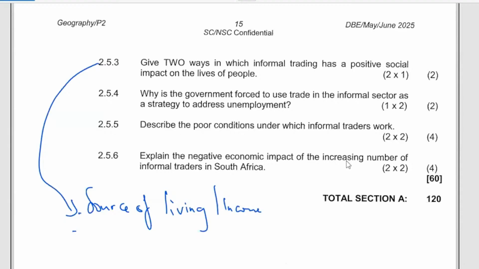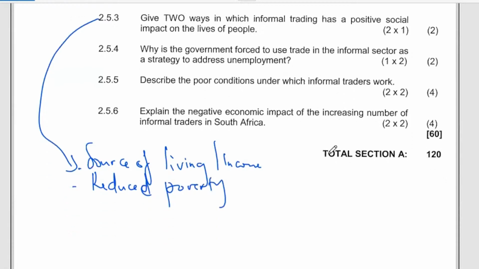And also, if you check, there's an effect of reduced poverty. Through informal trading, people are able to make a life and they are going to become better off. And also on their way of life, we can talk of the informal sector being a way of self-job creation, which is beneficial to the individual who is doing their own business, who is doing their own informal trading. Right, that is the first part.